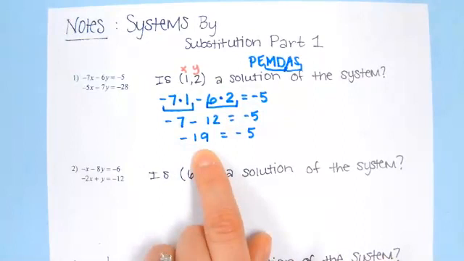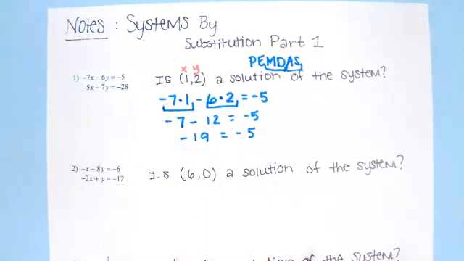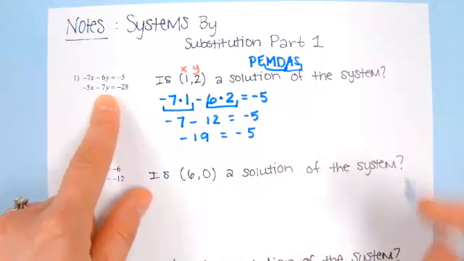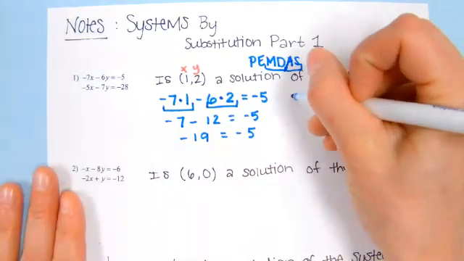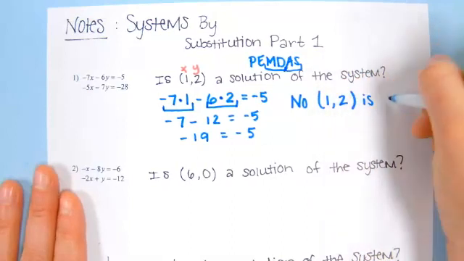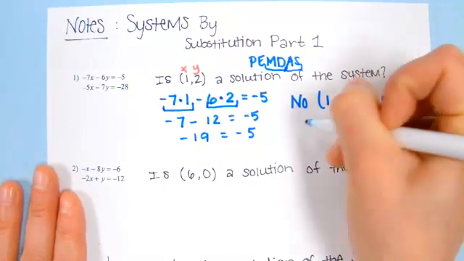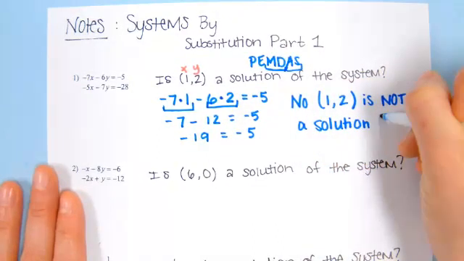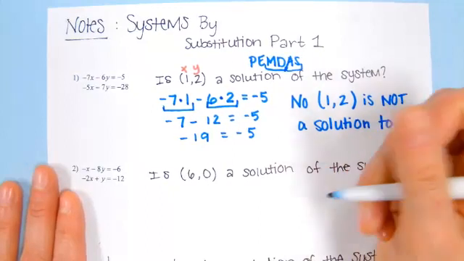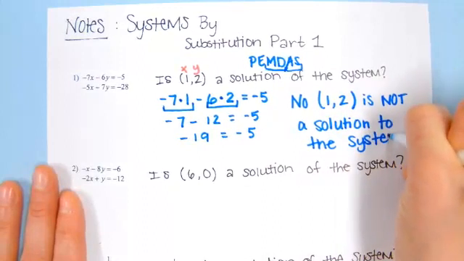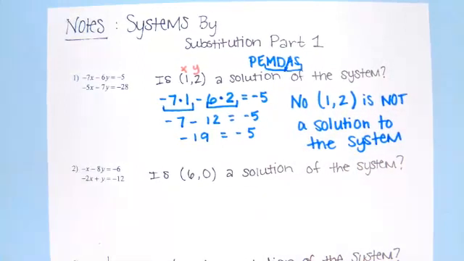Well, does negative 19 equal negative 5? No, that didn't end up working out. So without doing anything further, without having to substitute into the other equation, I already know that the answer to this is no. 1, 2 is not a solution to the system. So if we were to graph those, they would not cross there. They'll probably cross somewhere else, but it's not at 1, 2.